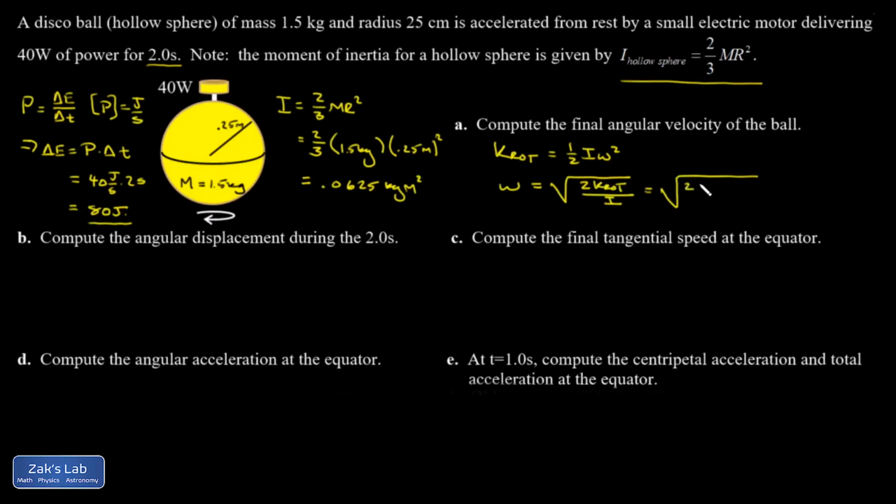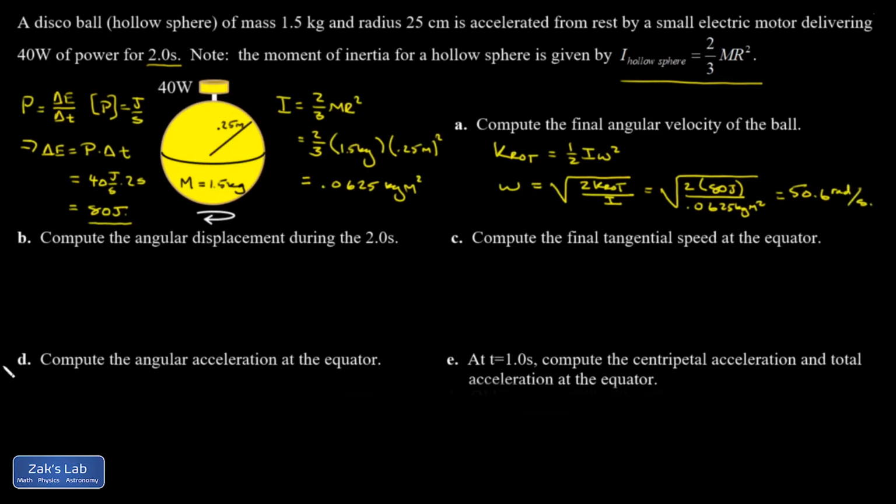I plug in my numbers, and the rotational energy of this thing is the 80 joules given to it by that electric motor. So I have 80 joules, and then divided by the moment of inertia, 0.0625 kilogram meters squared. So when I crunch the numbers on this, I get 50.6 radians per second.